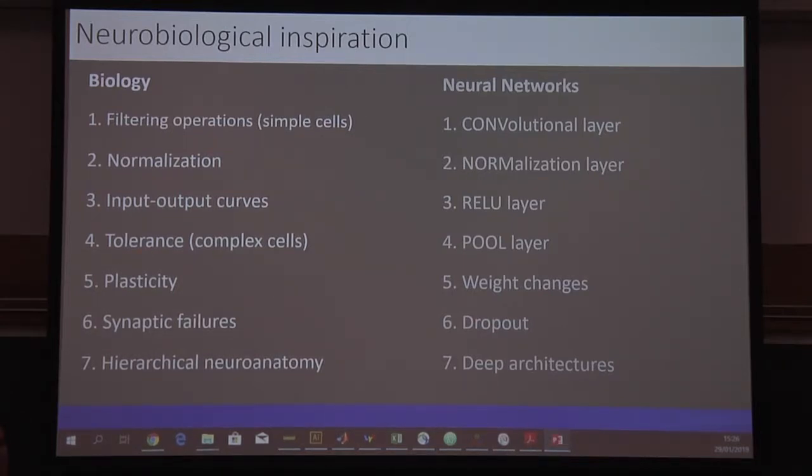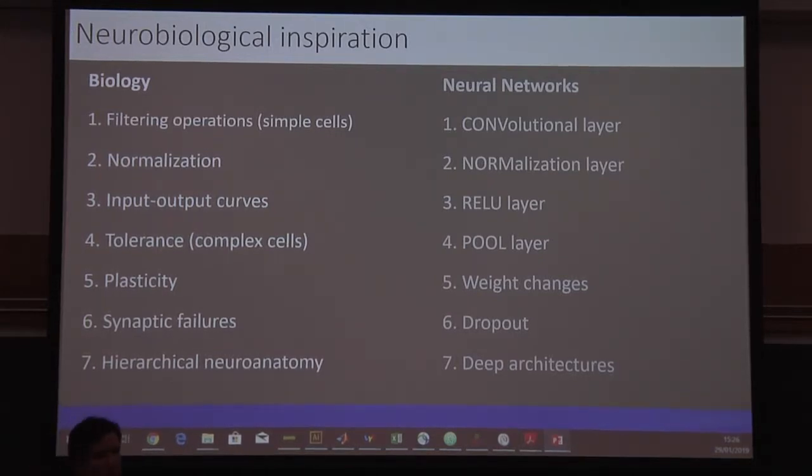The idea of the complex cells, those individual cells that are tuned to a particular orientation, irrespective of the exact location of the stimulus within the receptive field of the neuron, gave rise to the idea of having pooling layers in neural networks.